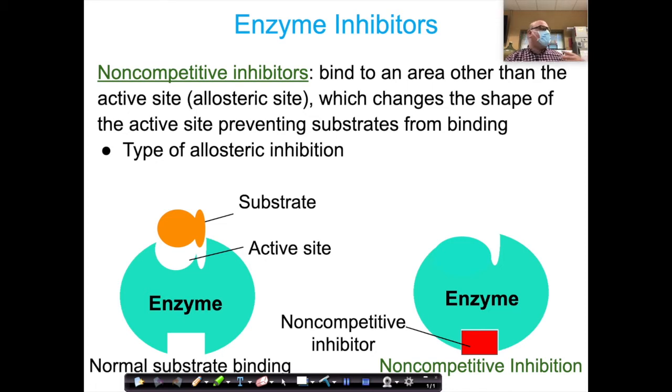And it's not really competing. It doesn't really matter how many goldfish there are. It's just not going to work with the inhibitor in place. It's not competing, it's just turning it off. Allosteric inhibition is what this is sometimes called. So our little fish can't get into his active site. Our substrate goldfish.